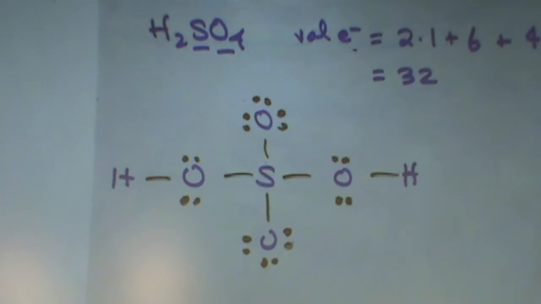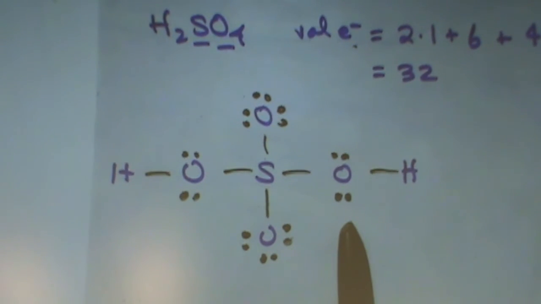Alright, so now you ask yourself, first, does everything have an octet? What do you think, yes or no? Yeah, we're pretty good with octets. So second, after you check octets, that's 8 electrons around each atom, now you check the formal charge. So, what is the formal charge of that atom right there? 0. Yeah, it's 0. Should I review formal charge, yes or no?